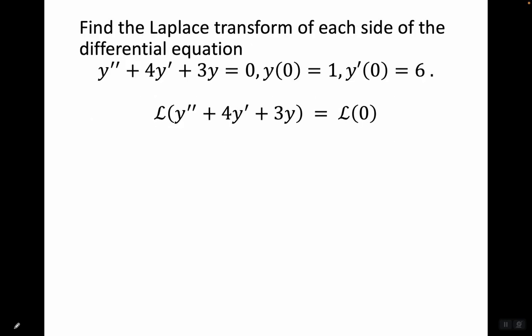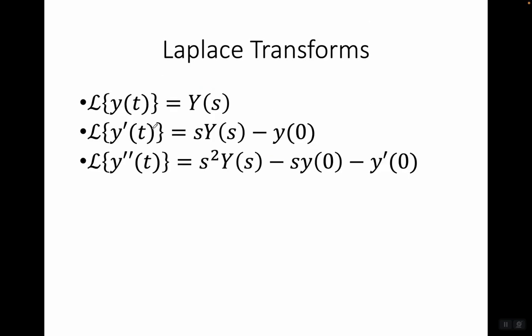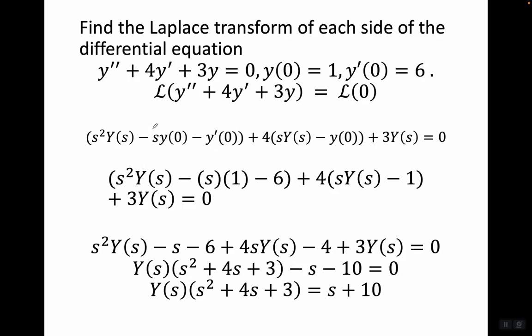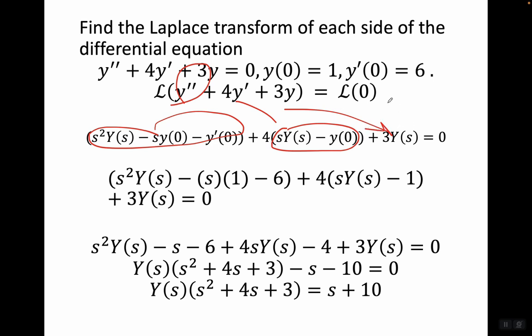We start by finding the Laplace transform of each side of the differential equation. So we've got the Laplace transform of y double prime plus 4y prime plus 3y equals the Laplace transform of 0. We're going to use these formulas for the Laplace transform of derivatives. Okay, so this is what we end up with. The Laplace transform of y double prime is going to look like this. 4 times the Laplace transform of y prime looks like this. We've got 3 times the Laplace transform of y. And then the Laplace transform of 0 is just 0.